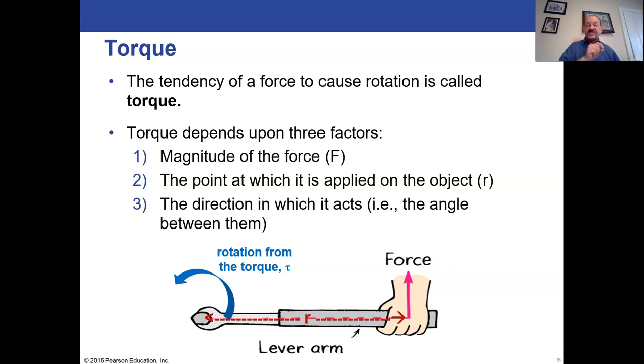Now, a lever arm is a theoretical line. It does not have to be the same line as where the wrench handle actually is. And we'll talk about that in a minute. But you have this force pulling on it.